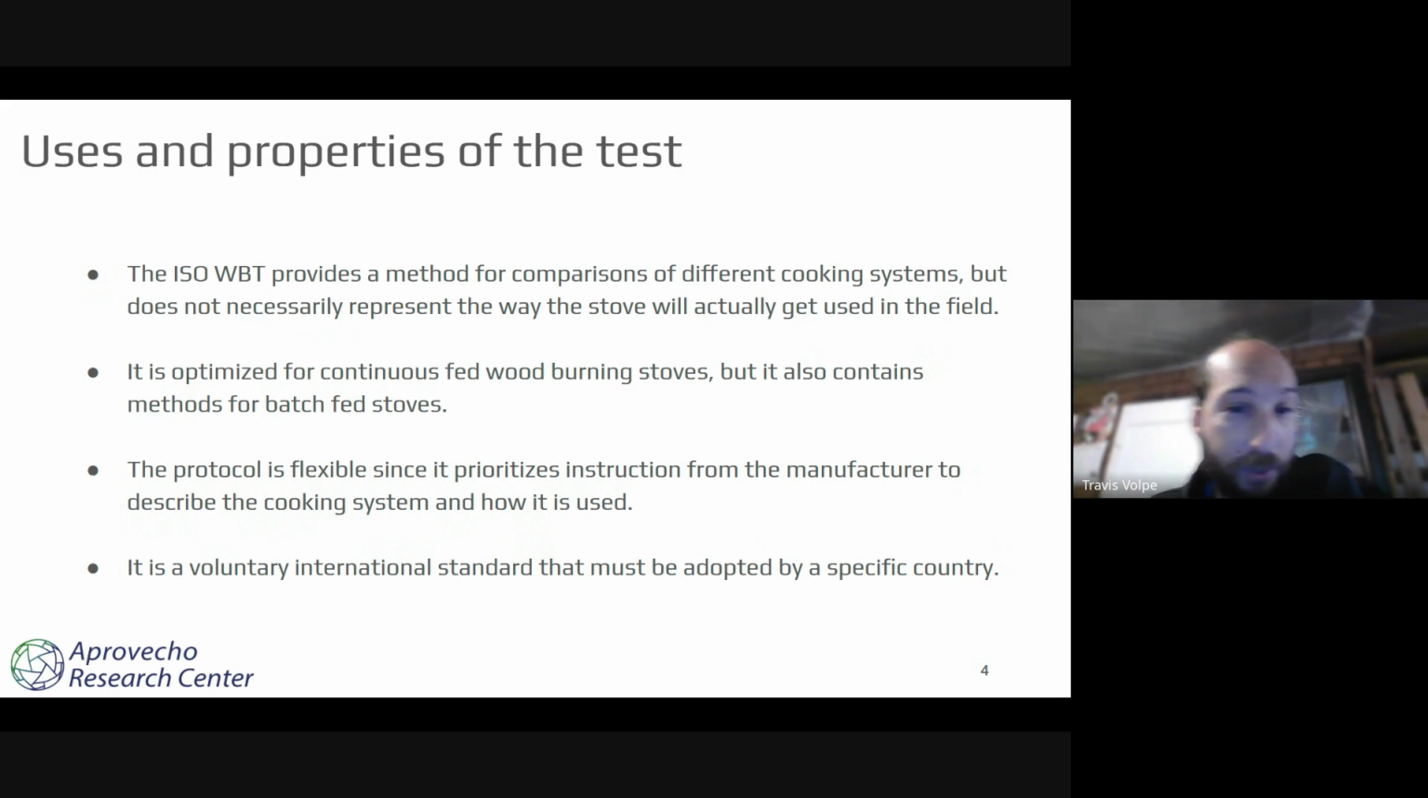The test protocol is flexible since it does prioritize instruction from the manufacturer to describe the cooking system and how it's used. Again, this is important as it covers different regional differences in cooking styles, common kitchen equipment, and fuel as well. It plays a very large role. The standard itself is voluntary. Many countries have adopted the tier system as far as how they choose which stoves can be used and can be sold within the country or within certain regions.